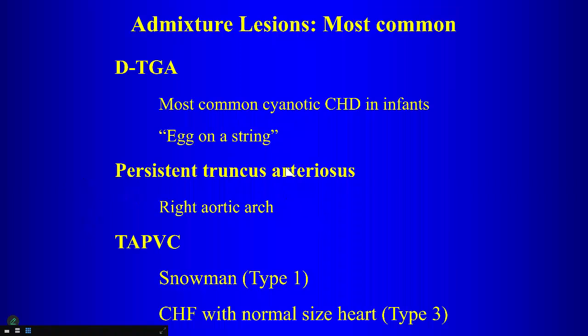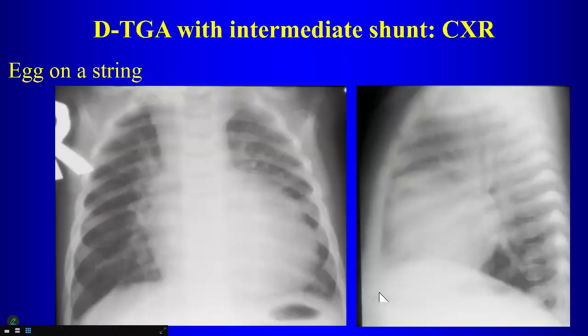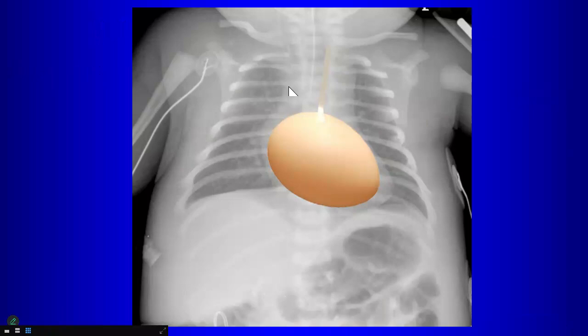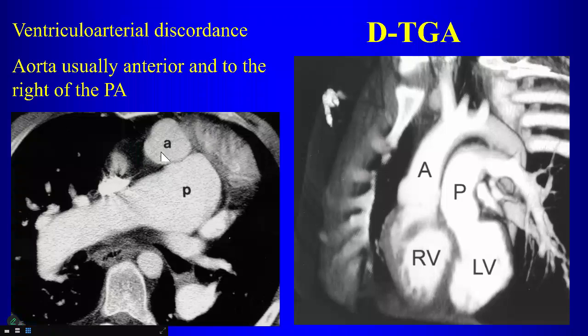All right, so, egg on a string for D-transposition, right arch for truncus arteriosus, snowman sign for type 1 anomalous pulmonary venous connection. Remember type 3, normal heart size, failure, cyanosis in the newborn period. Egg on a string for D-transposition. Remember that. Ventricular arterial discordance, that's what you need to remember whenever you hear the word transposition. With D-transposition, the aorta is anterior and to the right of the pulmonary artery. If you just have this, that's all you need to say it's D-transposition.